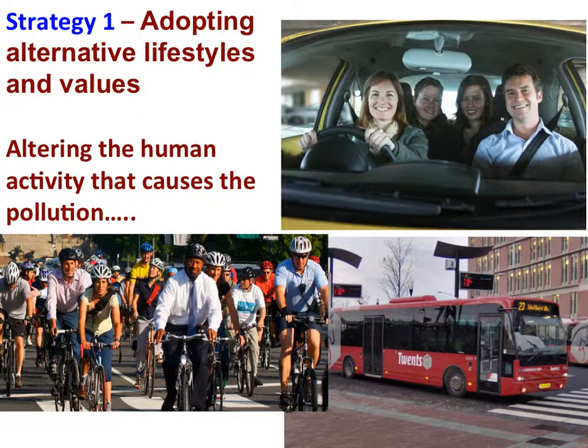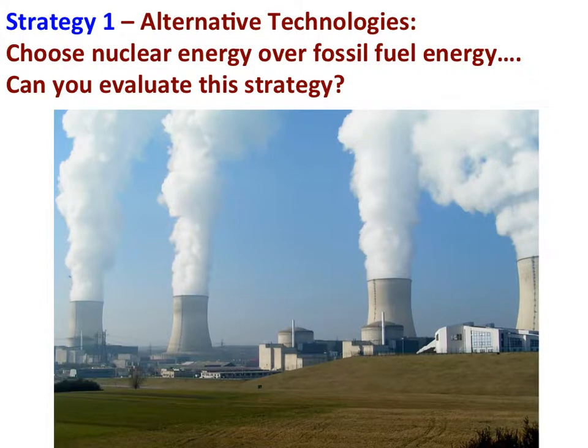Alternative lifestyles and values. Strategy 1. Carpooling, public transport, and an increase in human power would reduce our energy needs, reducing the amount of carbon dioxide released into the atmosphere, reducing the impact of climate change. Alternative technologies. Strategy 1. Replacing fossil fuel electricity with nuclear power electricity. Nuclear power does not release greenhouse gases, but nuclear power is very controversial because of the potential for nuclear accidents and the difficulties in storing the radioactive wastes.